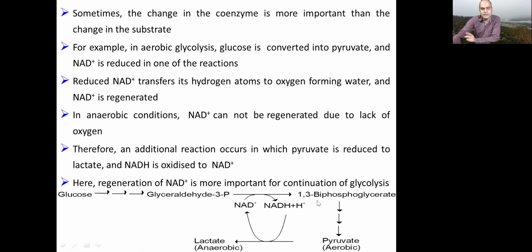So you can see this reaction. This is the glycolytic reaction. Here is the production of NADH. In aerobic condition, this NADH will be regenerated as NAD plus by the electron transport chain. But in anaerobic condition, pyruvate is converted into lactate, and in that process NADH is regenerated into NAD plus, which will be useful for the continuation of glycolysis in anaerobic condition as well.